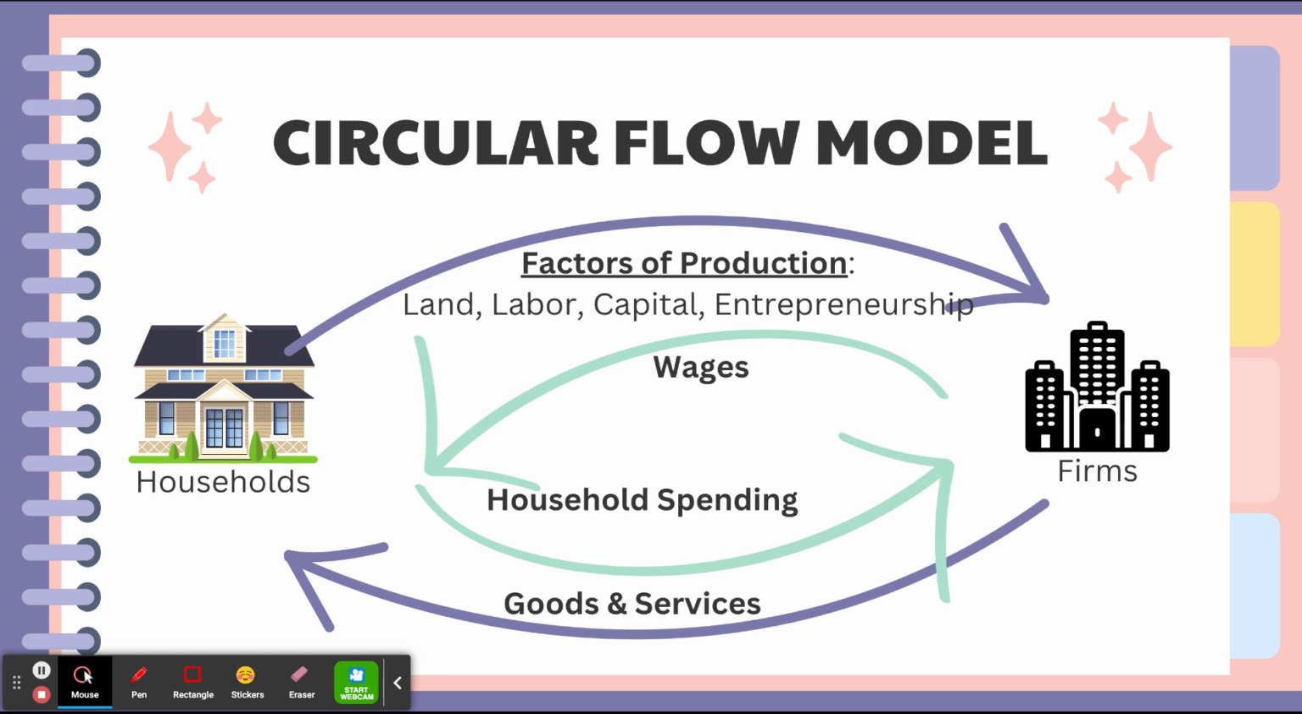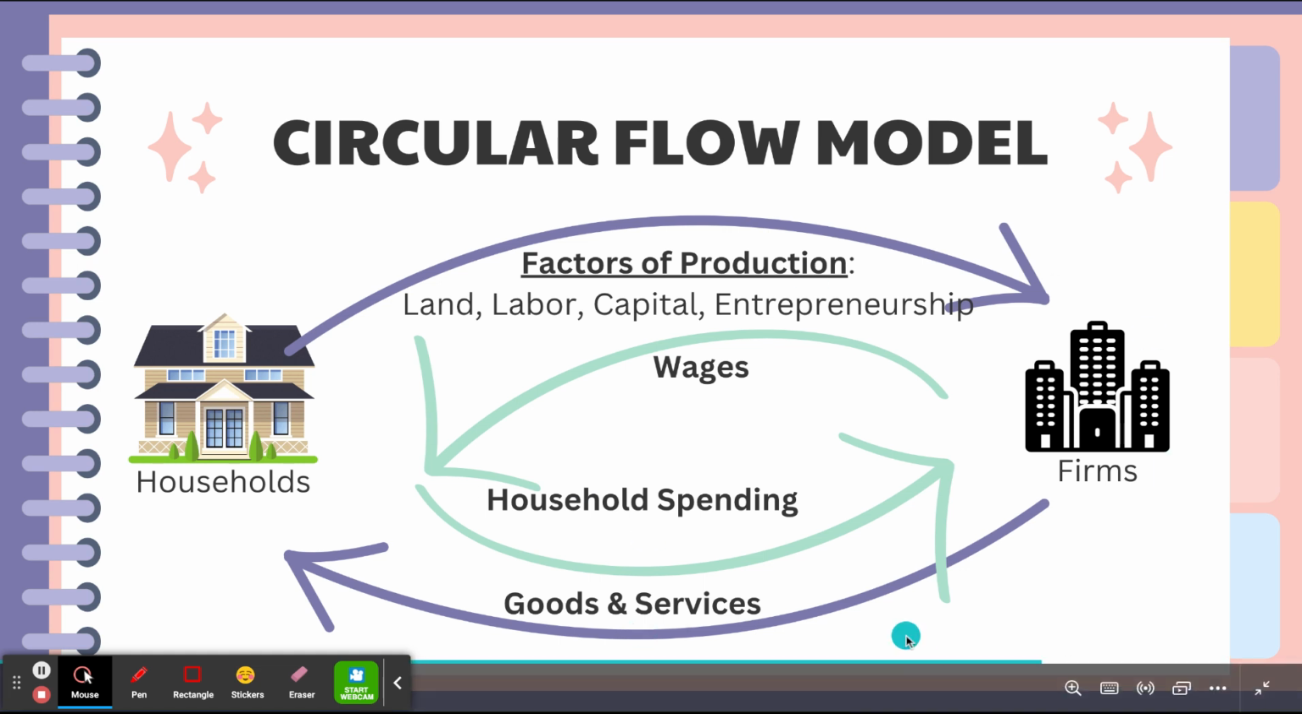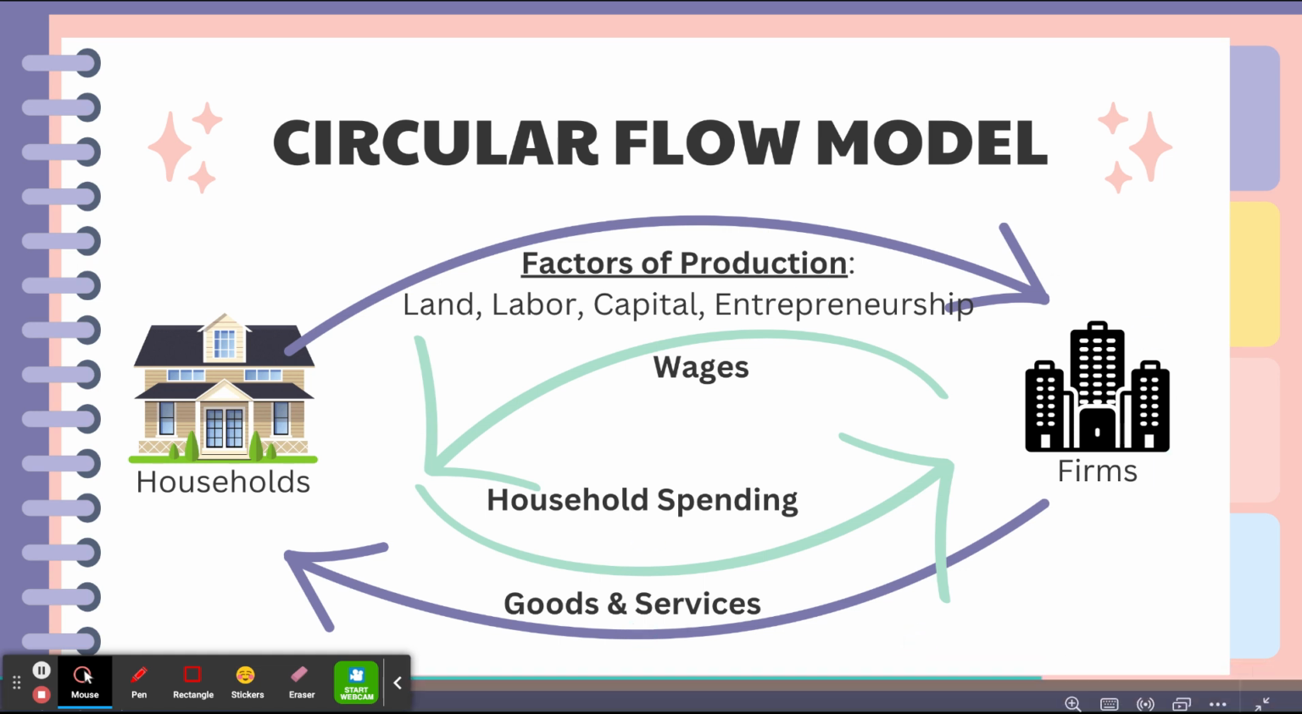You'll notice that there are two sets of arrows which make up the central part of the circular flow model. There's the purple arrows that go around the outside, and then there's the green arrows which go on the inside. So, the circular flow model is based off of the balance between households and firms in order to ensure that both are meeting the needs that they need.